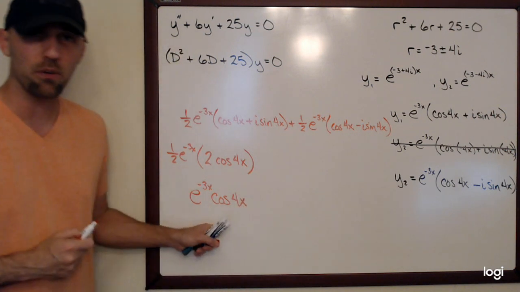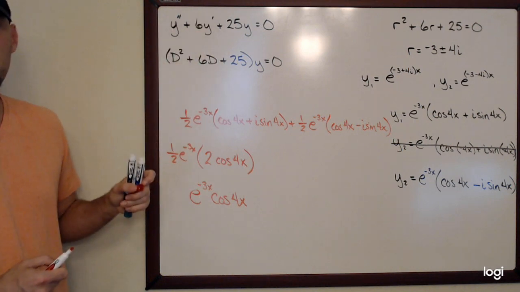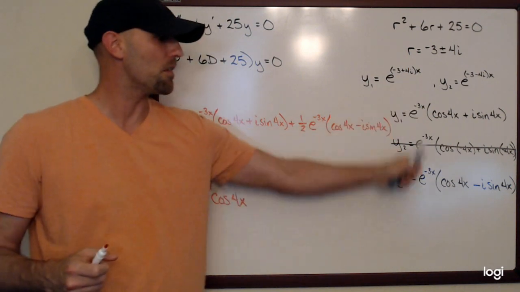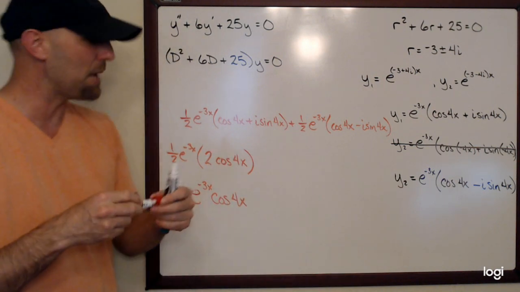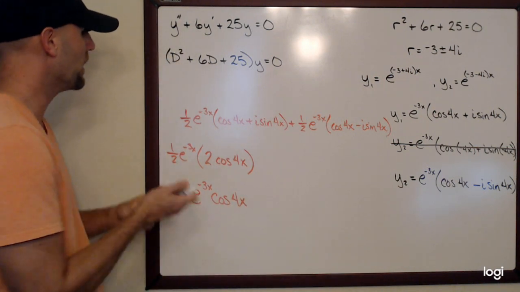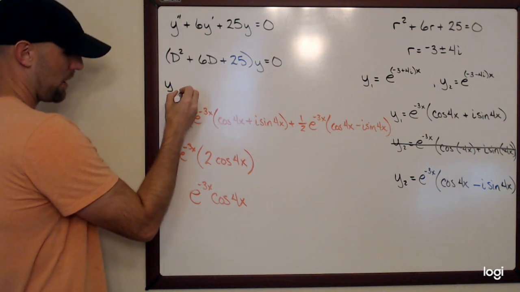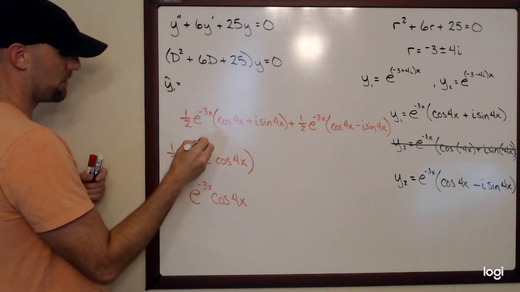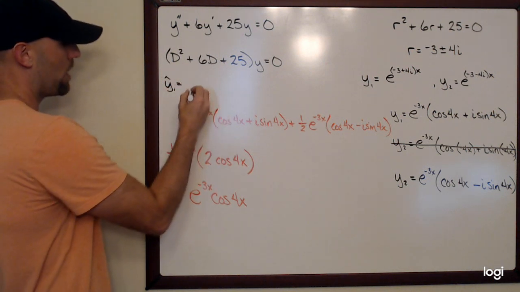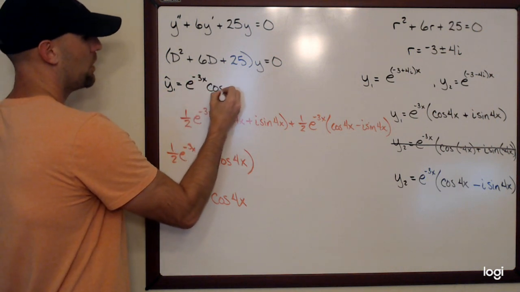And this is real valued. Okay? So this is a solution for this particular differential equation. It's a linear combination of these two basis vectors, and it's real valued, right? So let me keep this one. I'm going to write this one down right here. We're going to call this y1 hat. I just need to make it different. So y1 hat, we're going to keep e to the negative 3x cosine 4x.